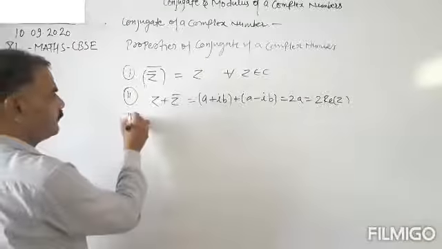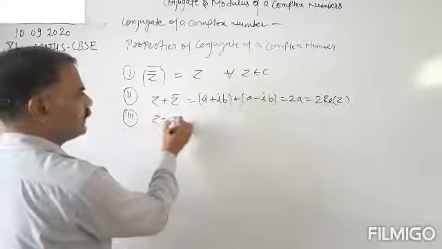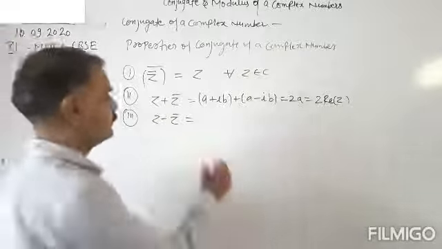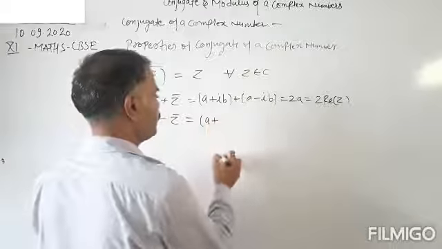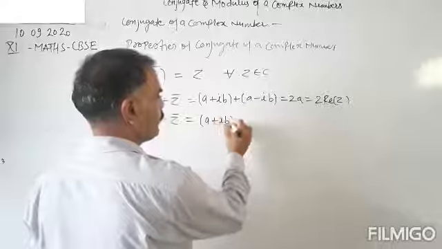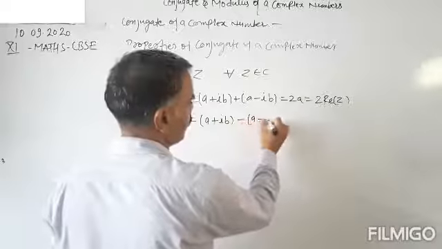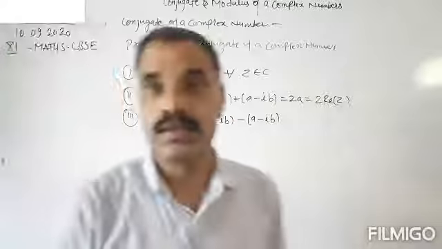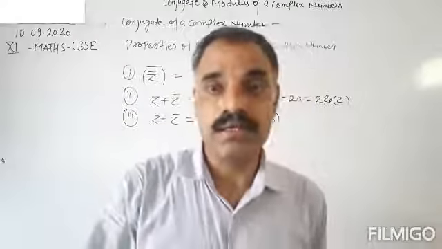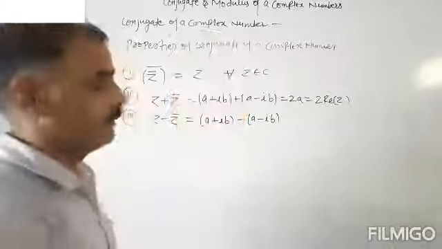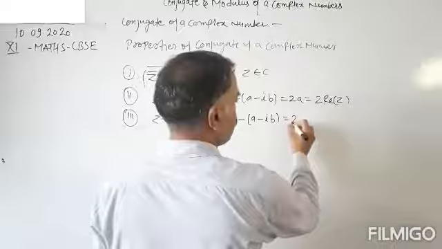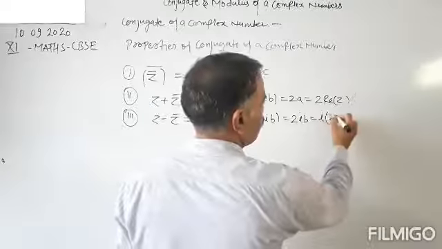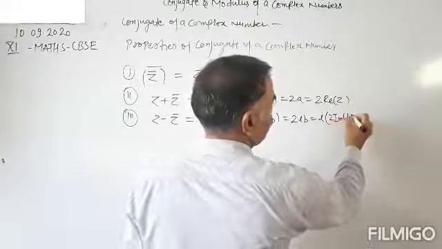And the third property, z minus z bar. This is equal to a plus iota b minus a minus iota b, and this is equal to 2 iota b. So it is 2 iota times the imaginary part of z.